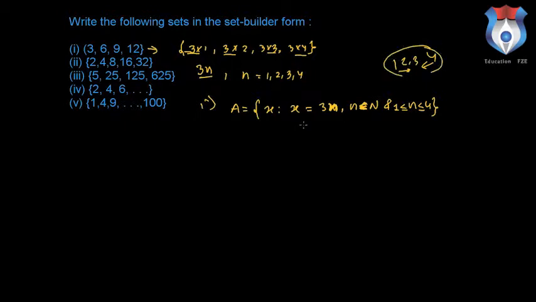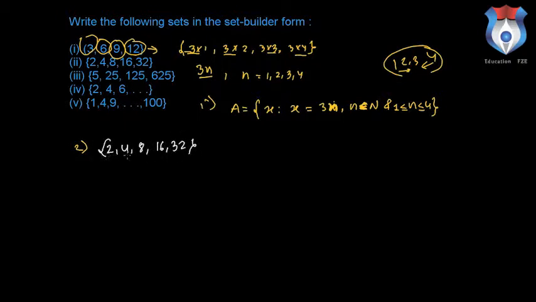If you put these in, 3 times 1 you'll get 3, 3 times 2 you'll get 6, 3 times 3 you'll get 9, and 3 times 4 you get 12. Alright, this was the first one. So the second roster form set is 2, 4, 8, 16 and 32.